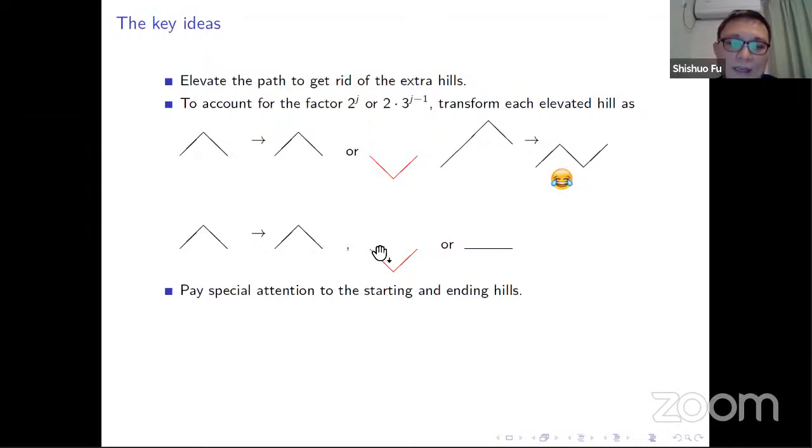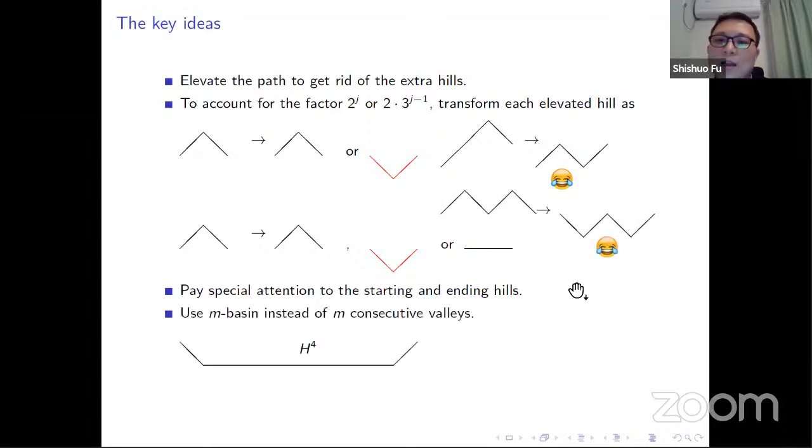And in another case, for explaining the coefficient 2 times 3 to the j minus 1, you have 3 different choices, right? Because now it's 3. So you can either keep it the way it was, flip it, or flatten it to be a horizontal edge. But again, this will cause some trouble in some special case. For example, if you have 2 consecutive peaks and you choose to simultaneously flip them, when you flip them, this will give you a new heel here, right? So that's a problem. So we somehow took care of this by introducing the M basin.